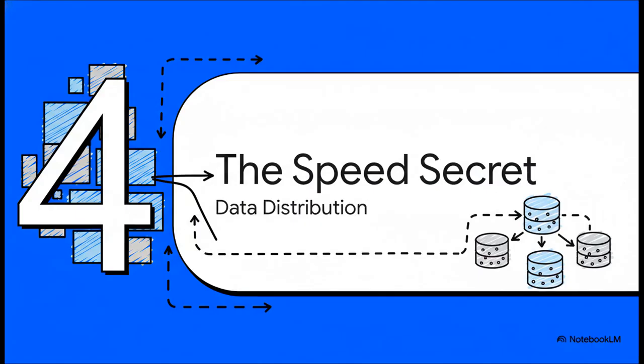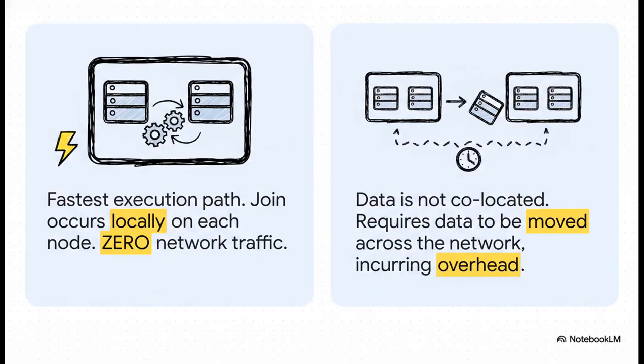And this brings us to the final, and I would argue the most important piece of the whole performance puzzle. Where your data physically lives across the cluster. Okay, if you remember one thing from this explainer, make it this slide, a local join. This is the holy grail. This is what you want. It's when all the data needed for a join is already sitting on the same machine.